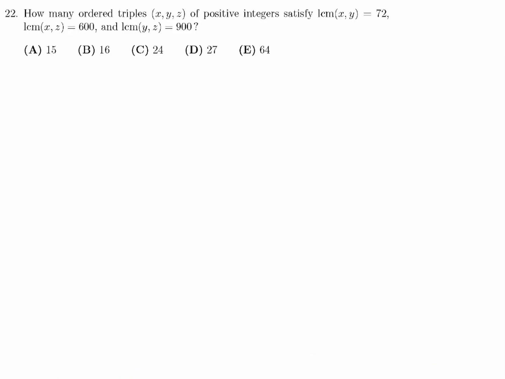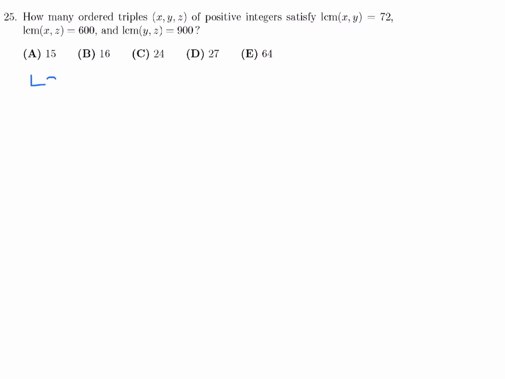How many ordered triples x, y, z of positive integers satisfy: least common multiple of x and y is 72, LCM of x and z is 600, and LCM of y and z is equal to 900? We are given a few clues. Lowest common multiple or least common multiple, whichever way you'd like to say it, is 72. So I'm going to break this up into its prime factors. I think that will be most helpful for us.